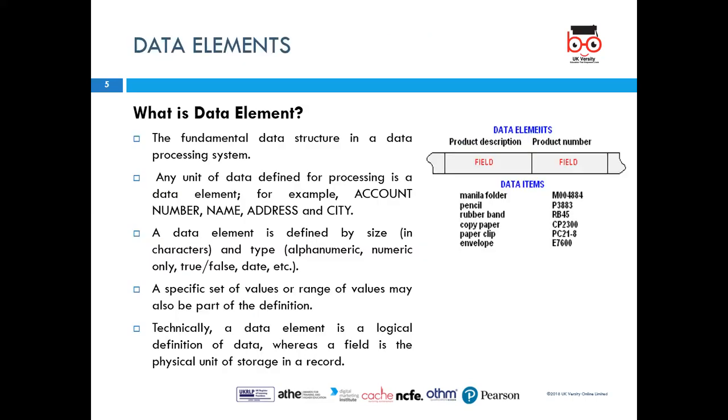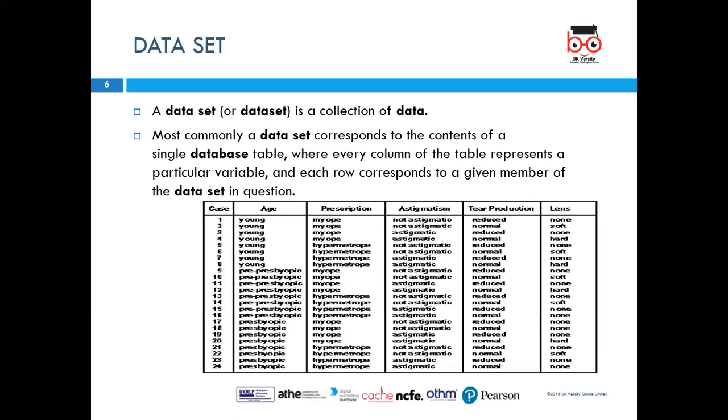So what do we mean by a data element? It is a fundamental data structure in a data processing system, and it is any data defined for processing. Also, what do we mean by data sets? Data sets can be classified as a collection of data, which is simply the creation of tables. In these tables, we have rows and columns. Each row contains our attributes, which are subdivided into categories.